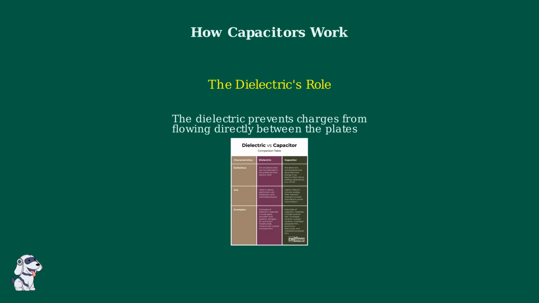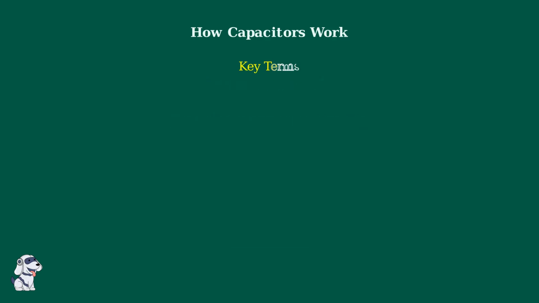This comparison table shows the key differences between dielectrics and capacitors. The dielectric is the insulating material, while the capacitor is the complete component that stores energy. Let's define three important terms. First, the dielectric is the insulating material between the capacitor plates, such as ceramic, plastic film, or paper.